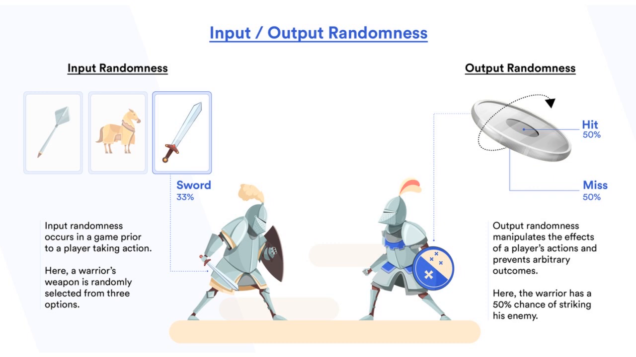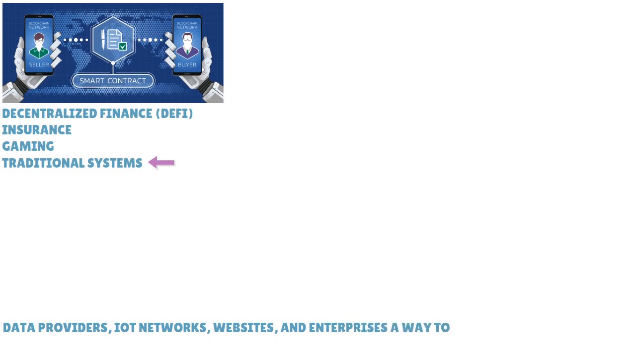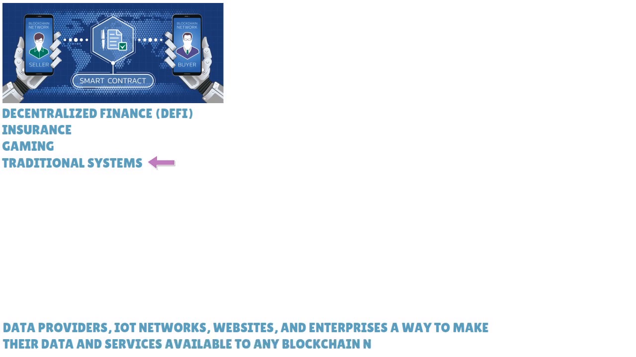So that's kind of cool. Chainlink VRF enables input and output randomness for in-game scenarios for blockchain games. So that's really fantastic. You also have traditional systems. So this is another key use of Chainlink. This happens when Chainlink provides traditional systems like data providers, IoT networks, websites, and enterprises a way to make their data and services available to any blockchain networks.